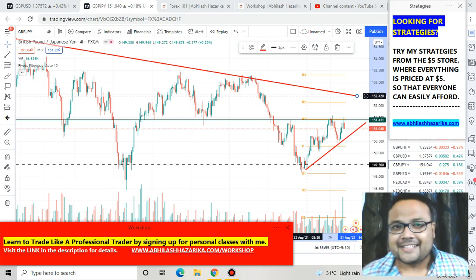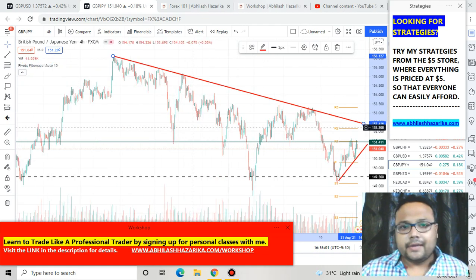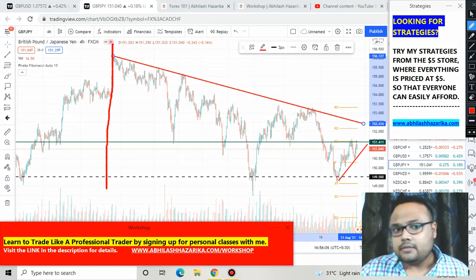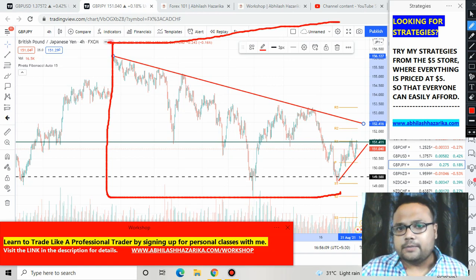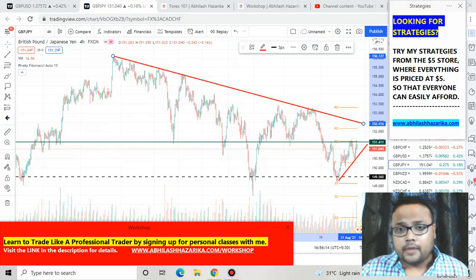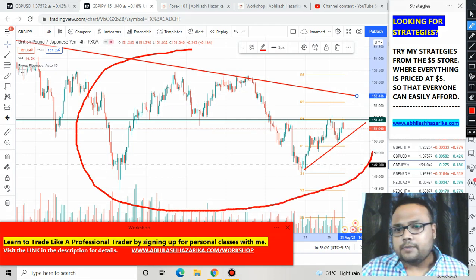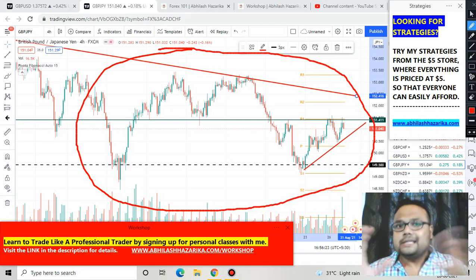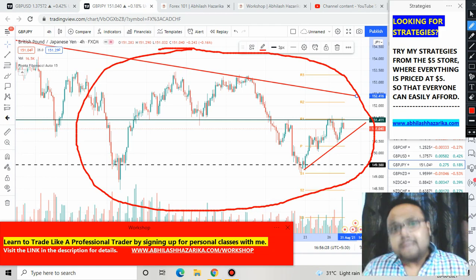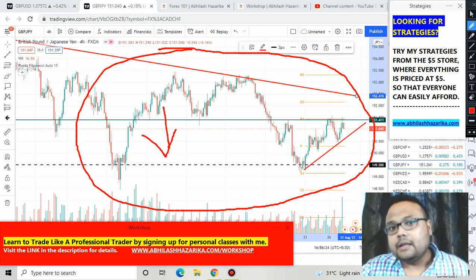First of all, if you look at the chart of GBPJPY, we can see that the overall market is in a downtrend. If we consider the chart from this point onwards, GBPJPY is in a downtrend overall. But if we focus on the present trend, on this particular portion of the chart, this market is sideways right now. The overall trend may seem to be downtrend, but right now the market is sideways.